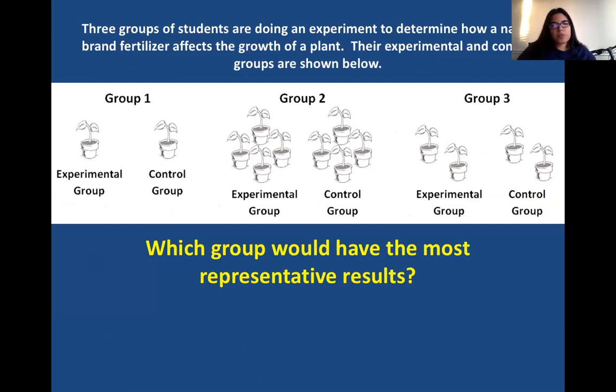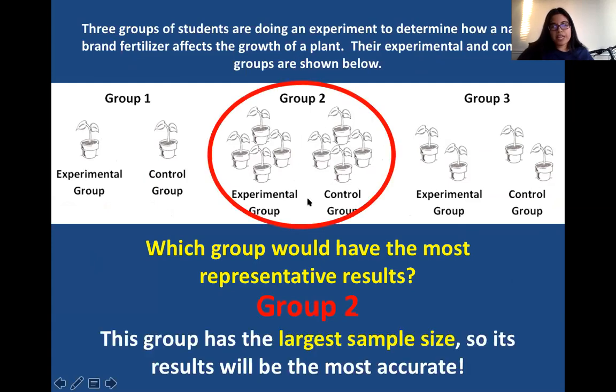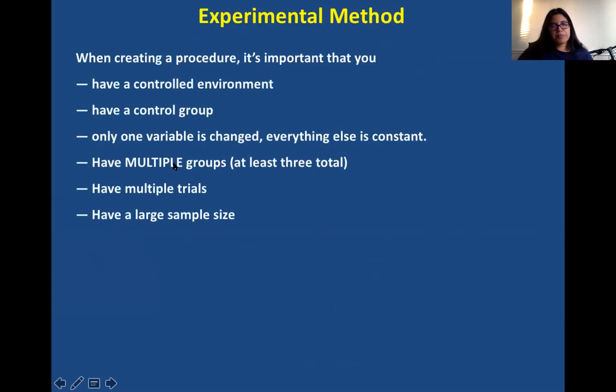Which group would have the most representative results out of groups 1, 2, and 3? Group 1, you're only testing one plant. Group 2, you have 2 plants, but group 3, you have a lot. So group 3, because you have more plants, a larger sample size, will be most accurate. Never just have one of each, okay?